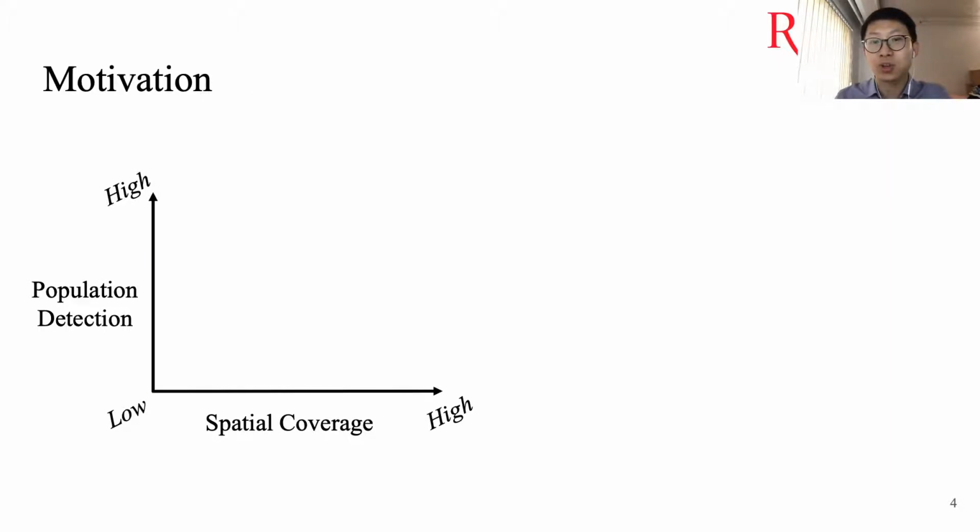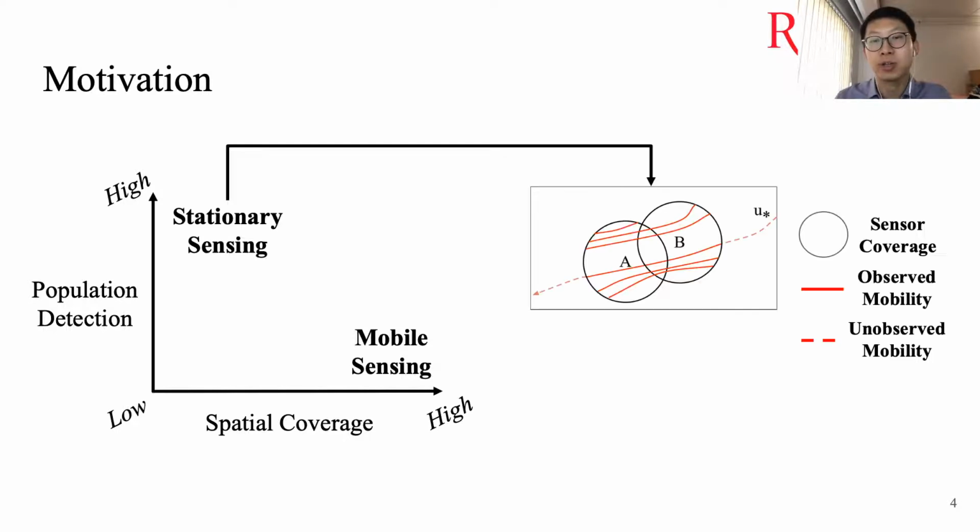We found that we can actually put these two approaches in a coordinate system where the x-axis is the spatial coverage and the y-axis is the population detection rate. Why is it so? Let's see a simple example. There is a stationary sensing system consisting of two cameras A and B. Basically, all the users in the camera's view could be captured, which means it has a high population detection rate. However, considering its limited deployment, after leaving the coverage, we cannot capture them anymore.